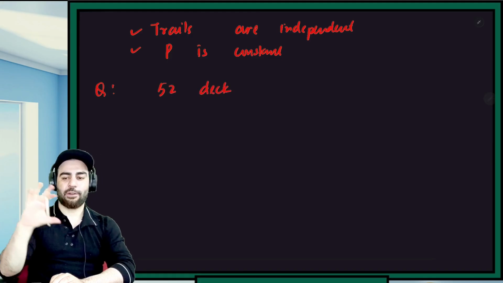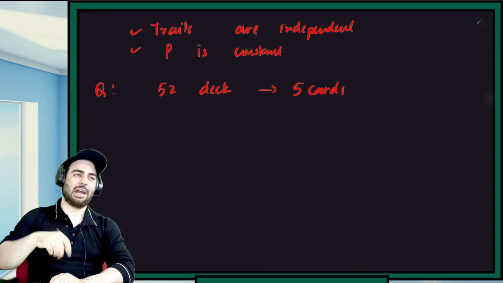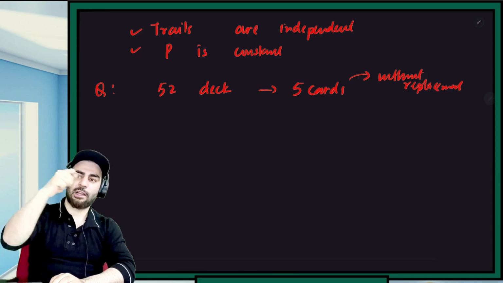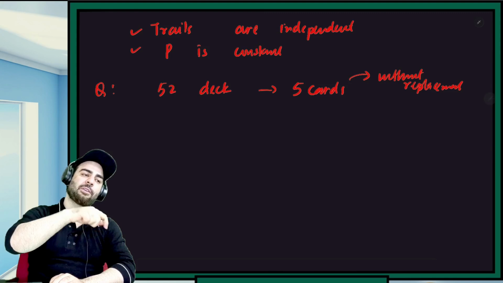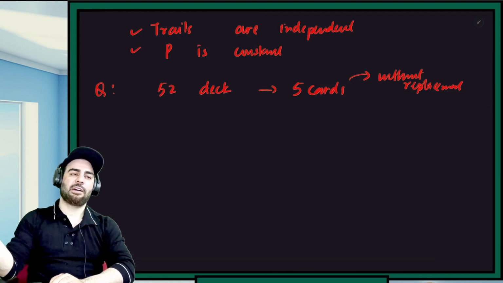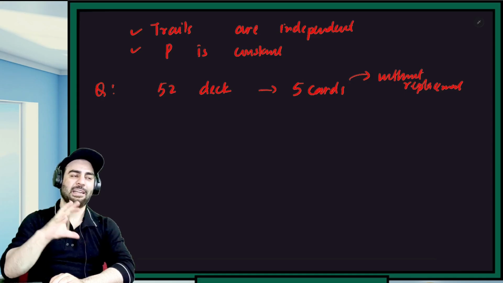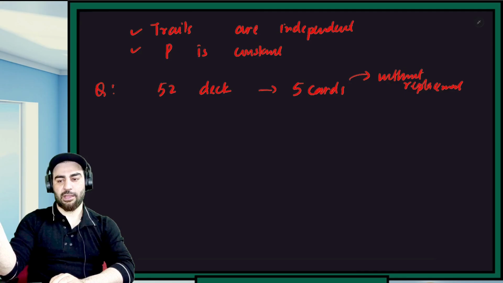Another question goes like this: you have 52 cards in a deck. You are giving 5 cards to a person at random. Okay, and this is without replacement. That means if you are giving 1 card and that person gets that card, the second time you are not putting that card back. You are again giving the second card, and the first card is not included in the deck. So this is without replacement. You have 52 cards in a deck, and out of these 52 cards without replacement, you are giving 5 cards to a person.